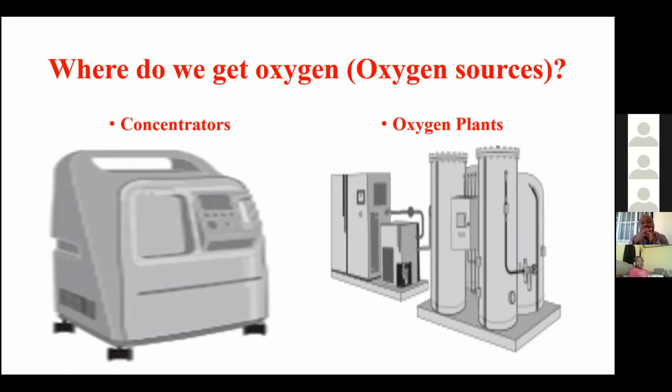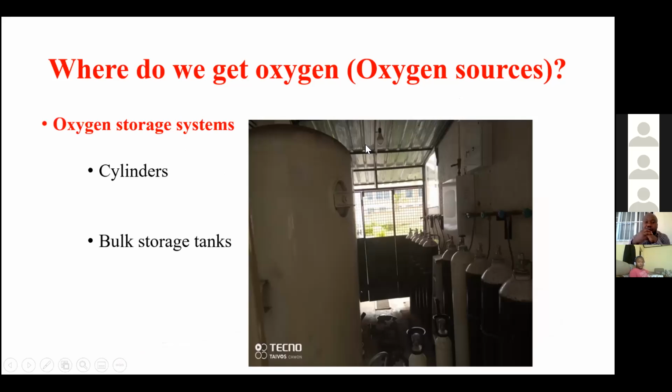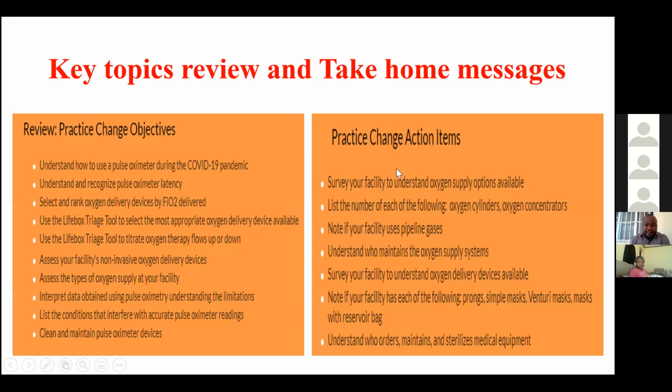But if you don't have either a concentrator or an oxygen plant, you may have, next please, an oxygen storage system, which I think most of us in our hospitals, health centers, or wherever, have as cylinders. This is a photo of one of our health facilities. They have these cylinders, but also they have this bulk tank. If you are not familiar with them, please try to visit some hospital and become familiar with what you may need to help our patients get the oxygen you have to give them. Next, please.